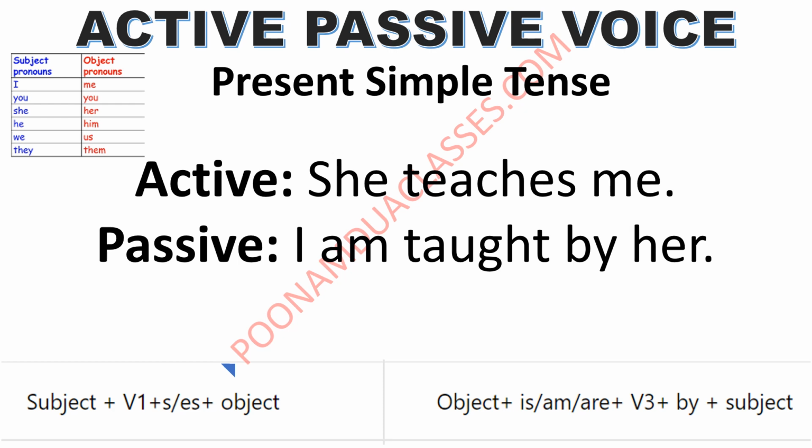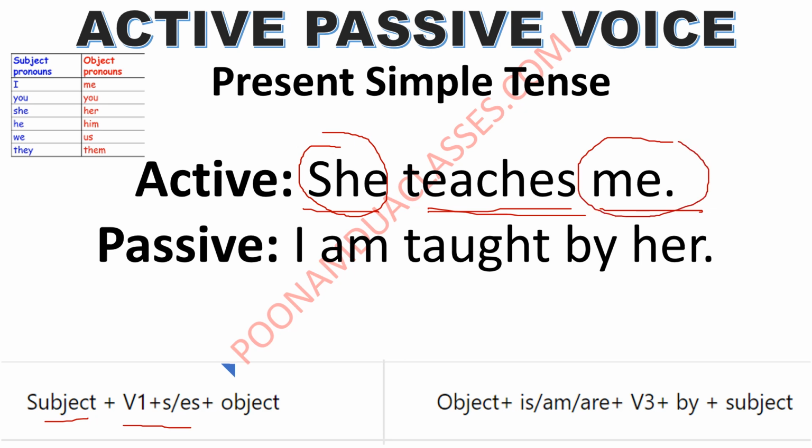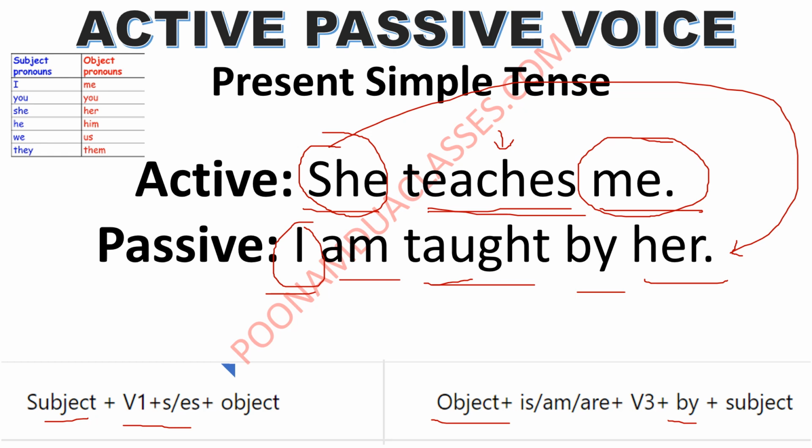Let us go for one more sentence. She, that is the subject, teaches, that is the first form of verb, and this time it is third person singular. We will use es. She teaches me. And when we convert the object pronoun into a subject pronoun, me will become I. I, object. I के साथ we always use am. I am taught, that is the third form of teach. I am taught by her. She will become her.